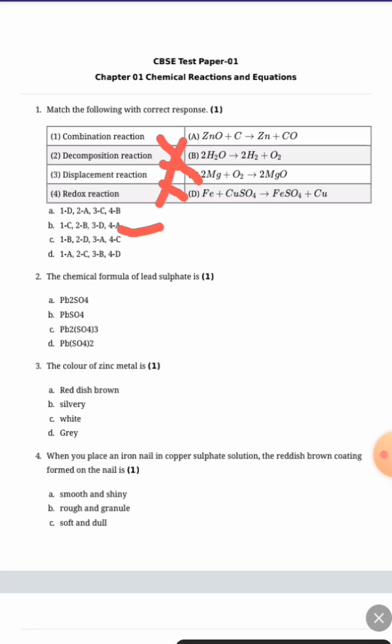Second question, the chemical formula of lead sulfate is. Option B is the correct answer, PbSO4. The color of zinc metal is: which one is correct? The color of zinc metal is option number D, gray. When you place an iron nail in copper sulfate solution, the reddish-brown coating formed on the nail is: option number C is the correct answer, soft and dull.